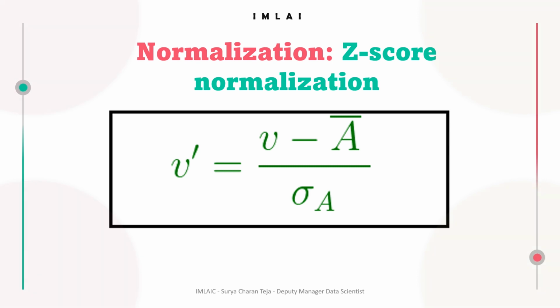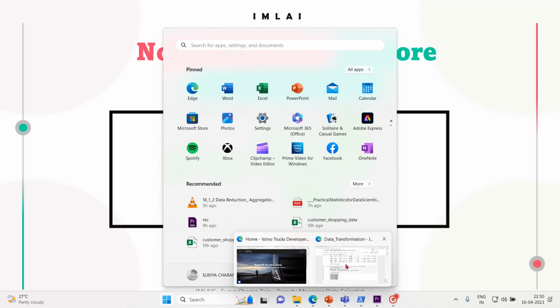So the formula is this. The normalized individual value is equal to the individual value minus the mean of the whole data, divided by the standard deviation. That's the Z-score. Here V' and V are the new and old value of each entry in the data respectively, and sigma A and mean A are the standard deviation and mean of A respectively. This is a widely used technique, so I want to take an example directly.